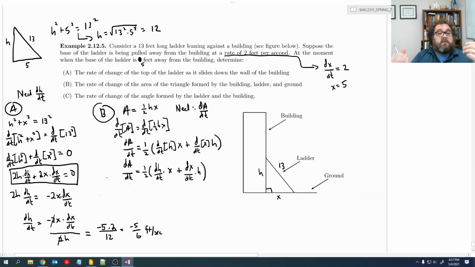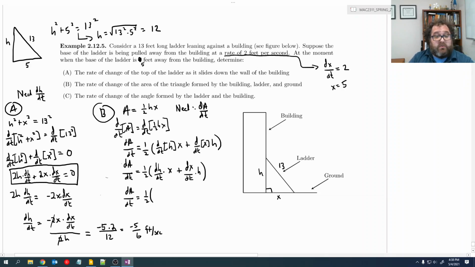That's what we want, the rate of change of the area. So it's just a matter of now plugging in all of the values that we either know or we'll have to find. So what's dh/dt? Hey, that's what we've already found. Again, we're talking about the same moment in time when the ladder's 5 feet away from the base of the wall for all three of these questions.